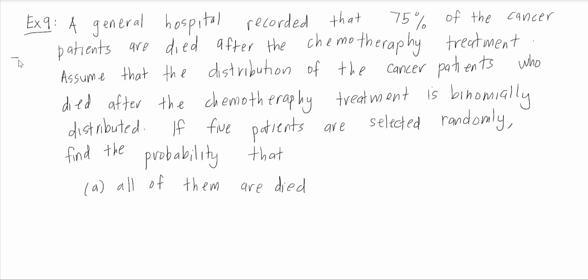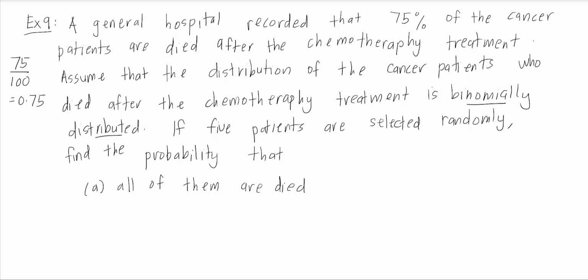So that means 75%, that means 75 over 100, is equal to 0.75. So we have the probability of a cancer patient dying after the chemotherapy is 0.75. If we have 0.75 for your P, that means your Q is 1 minus 0.75. Now assume that the distribution of the cancer patients who die after the chemotherapy treatment is binomially distributed. This question has already given a binomial distribution.